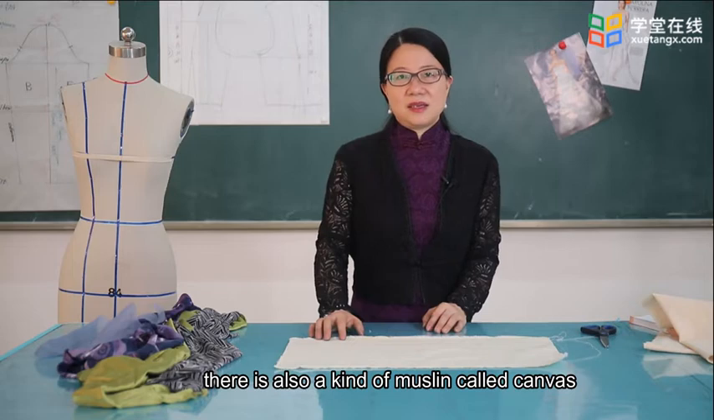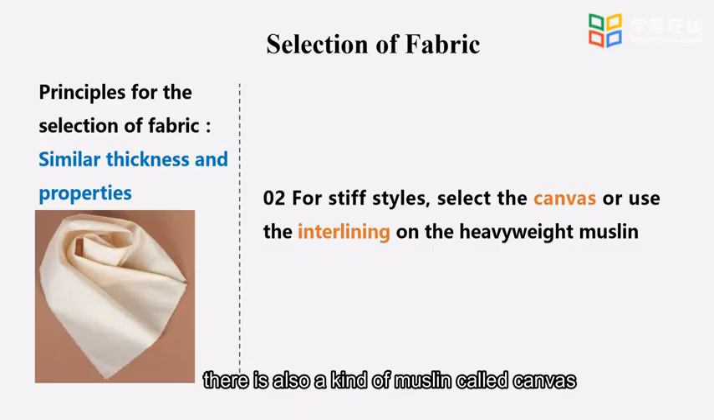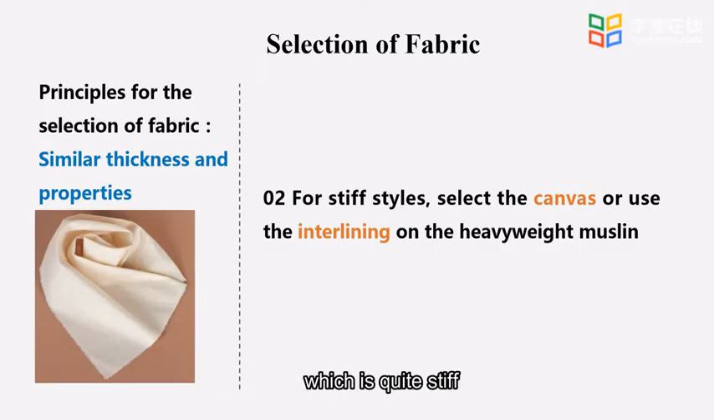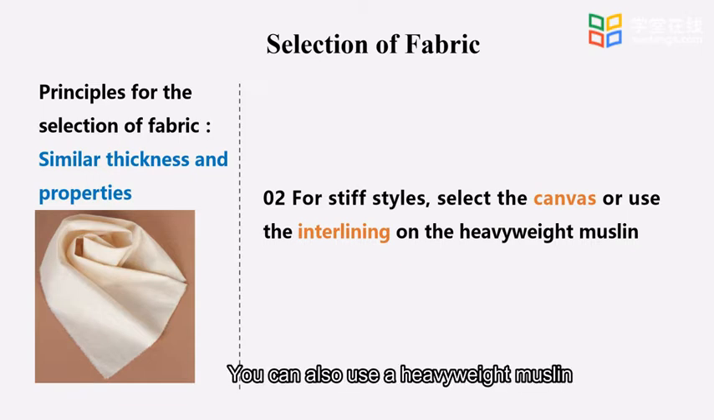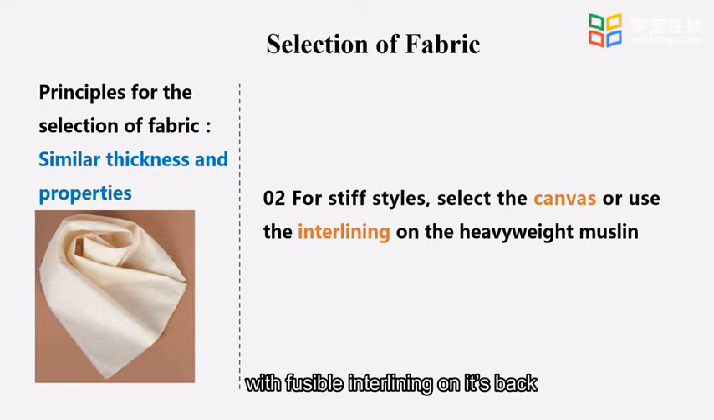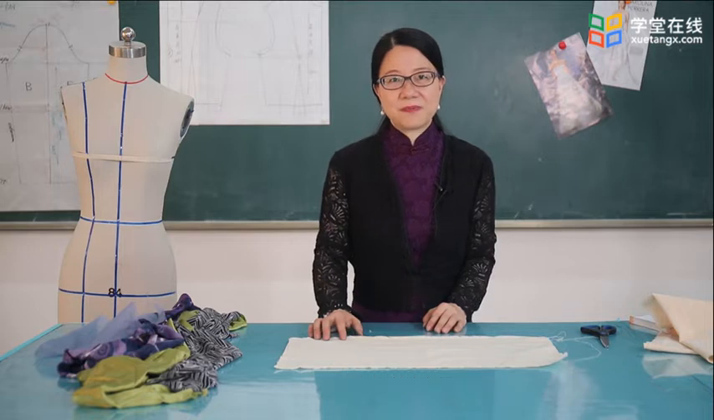In addition, there is also a kind of muslin called canvas, which is quite stiff. For a stiff garment style, you can select canvas for jabbing. You can also use a heavyweight muslin with fusible interlining on its back to achieve a stiff appearance. That's another way.